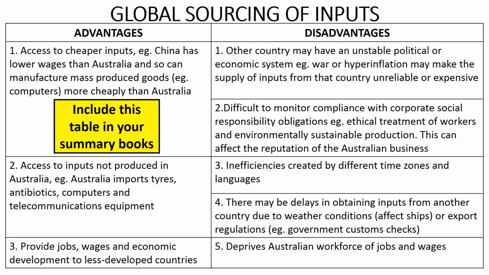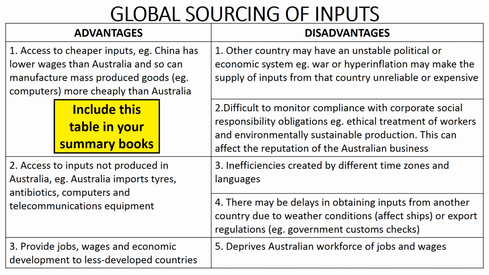On the other hand, globally sourcing inputs has five main disadvantages. First, the country in which the inputs are produced might have an unstable political or economic system. For example, war or hyperinflation may make the supply of inputs from that country unreliable in the case of war or expensive in the case of hyperinflation. Second, as I've already explained, it's difficult for an Australian business to monitor an overseas input supplier's compliance with its corporate social responsibility obligations, and an Australian business's reputation can be severely damaged where it sources its inputs from an overseas input supplier who does not produce those inputs in an ethically and environmentally sustainable manner.